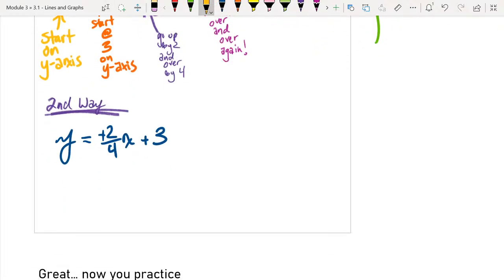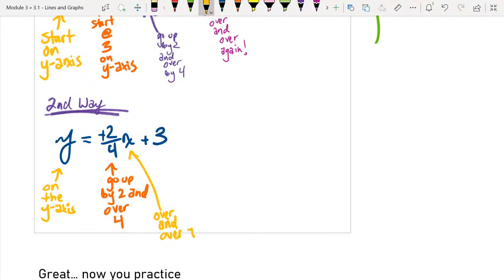So if we read this, we would say, on the y-axis, you're going to go up by 2 and over 4. And this would say you're going to do that over and over again. And then this one here would tell you start at 3.